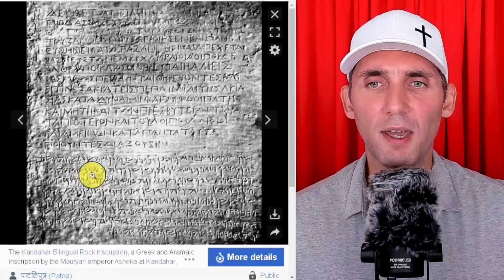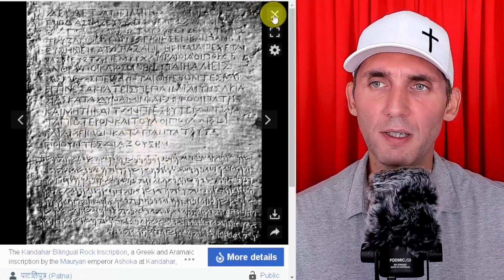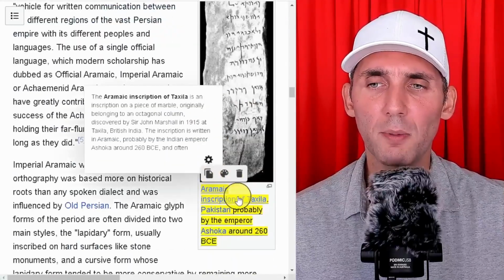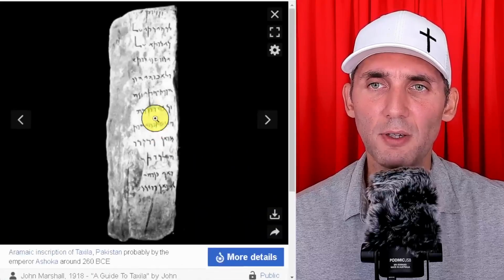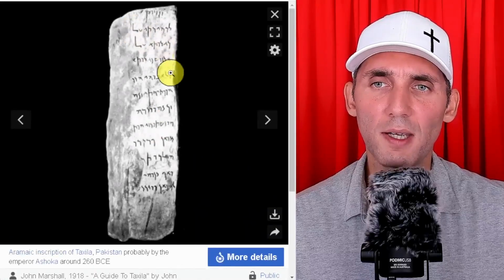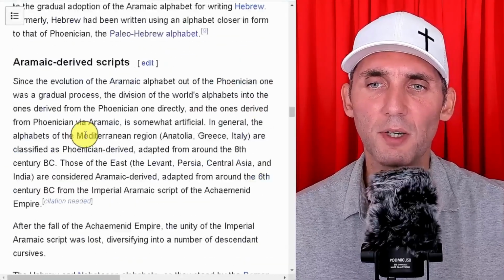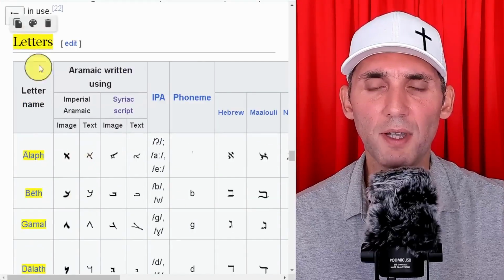Let's see. Here's what it looks like. You can see it's got kind of some squarish feeling to it. They're all very different in their own way, but you can see where it comes from. This is an Aramaic inscription of Taxila, Pakistan, probably around 200 BC. And you can see now we're starting to look a little more like Mishnaic Hebrew. Isn't that interesting? So this is where it comes from, folks. It's Aramaic. They took Aramaic, and if you can see, this is the alphabet, the letters.